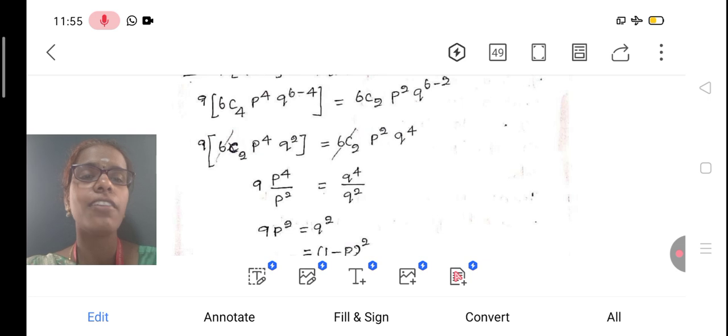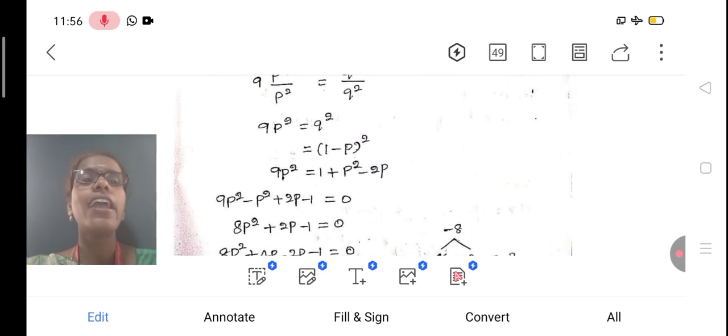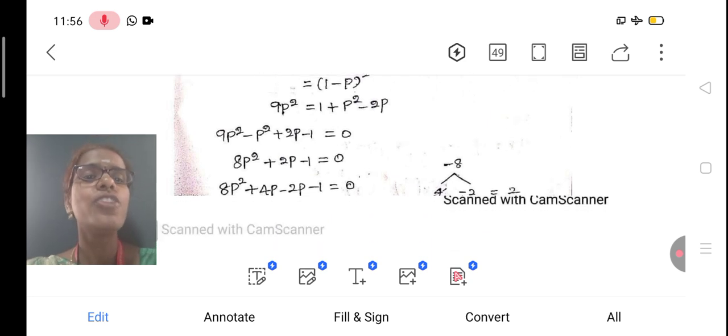Then we need to solve this. p power 4 by p square is p square, and q power 4 by q square is q square. We need to convert into either p or q, then only we can solve. So we write q as (1 minus p) the whole square and use the formula (a minus b) the whole square equals a square plus b square minus 2ab. You get 1 plus p square minus 2p. Bring all the terms to the left, making the right side 0. On the left we get 9p square minus p square, which is 8p square, plus 2p minus 1 equals 0.